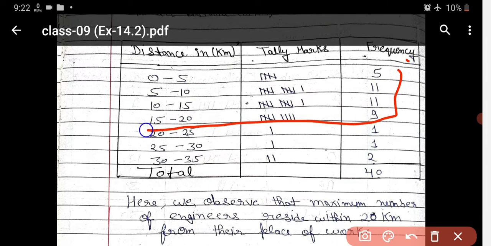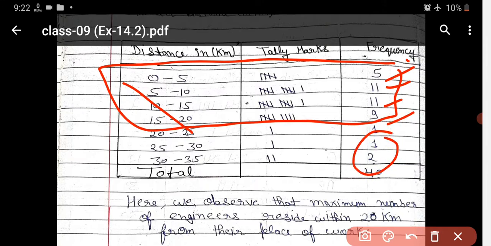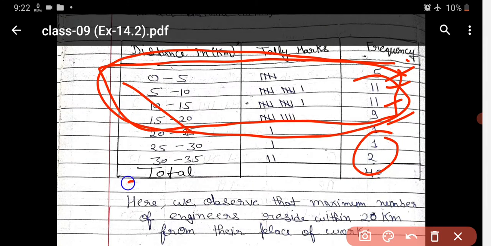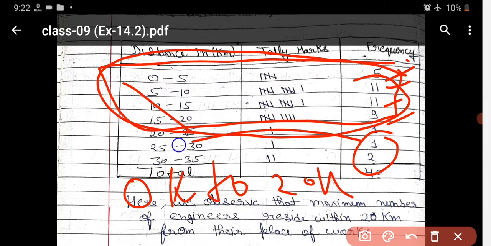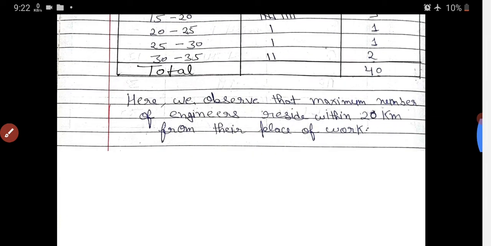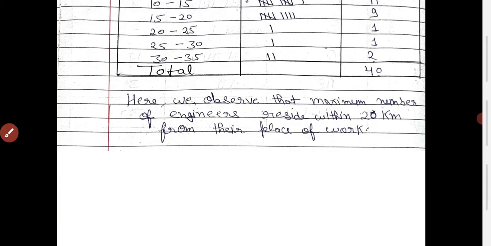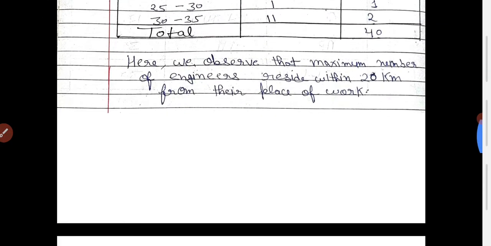Or you can say that the maximum number of engineers lie between 0 to 20 kilometers from their house to their office. The maximum number are there, and the others are a very small number. So the maximum engineers come from 0 to 20 kilometers. Like that you have to write. Different students have different opinions, so there are different answers for that question. Now I'm writing a simple one.